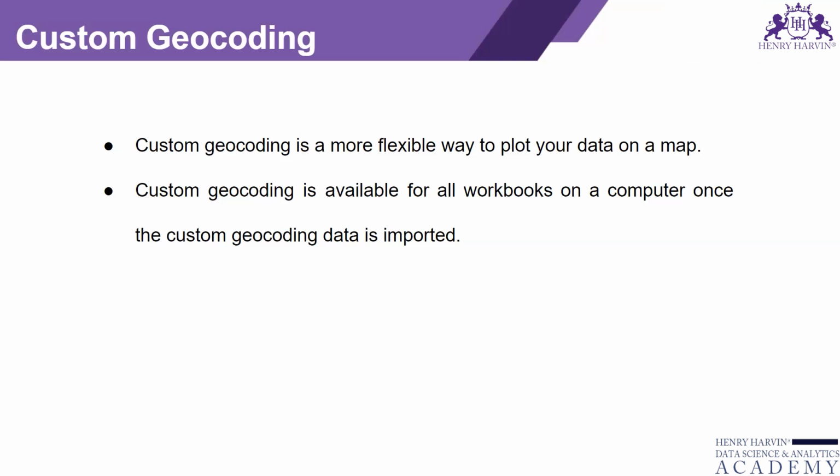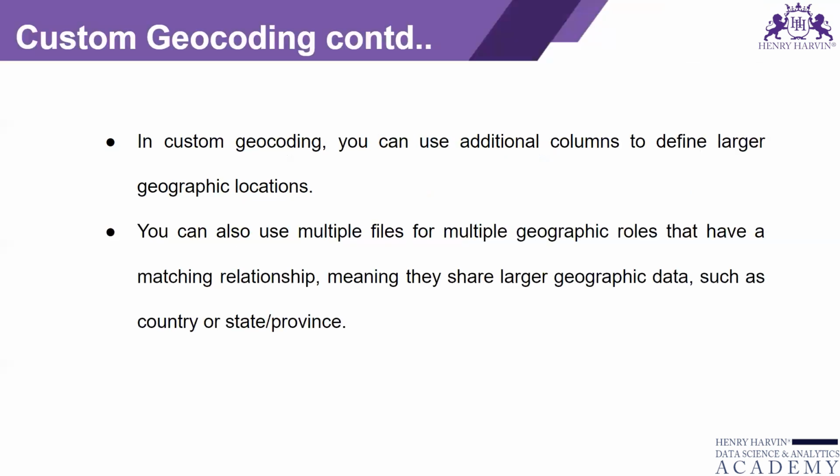So to work with custom geocoding, you have to have a data set which has that custom geocoding, and you have to import it in the Tableau workbook. On the basis of that, you can generate or work with custom geocoding or plot your map more flexibly. In custom geocoding, you can use additional columns to define larger geographical locations. You can use multiple files for multiple geographic roles that have a matching relationship, meaning that they share larger data such as a country or a state or a province.